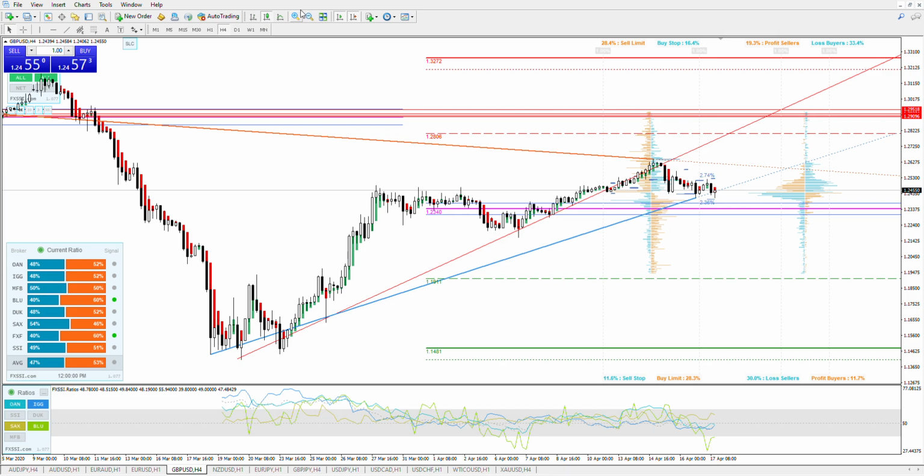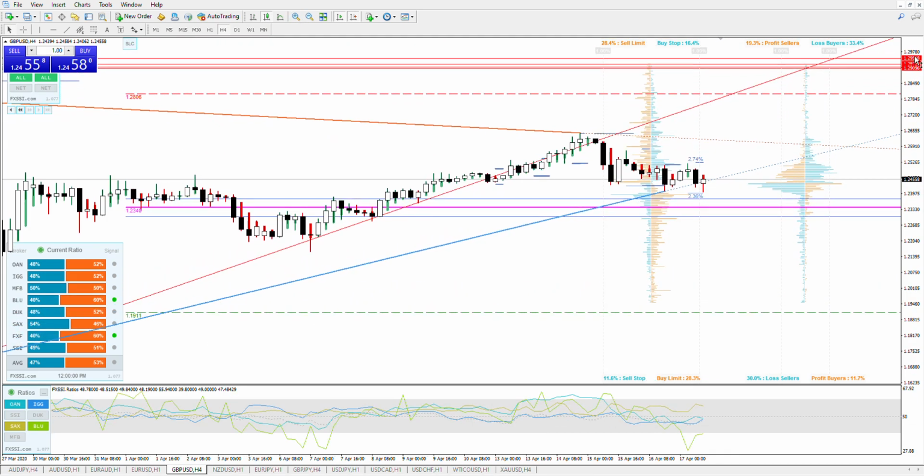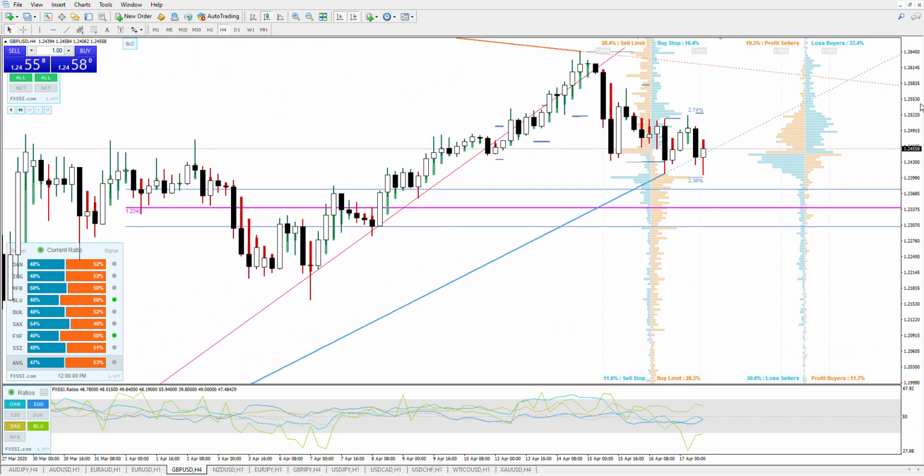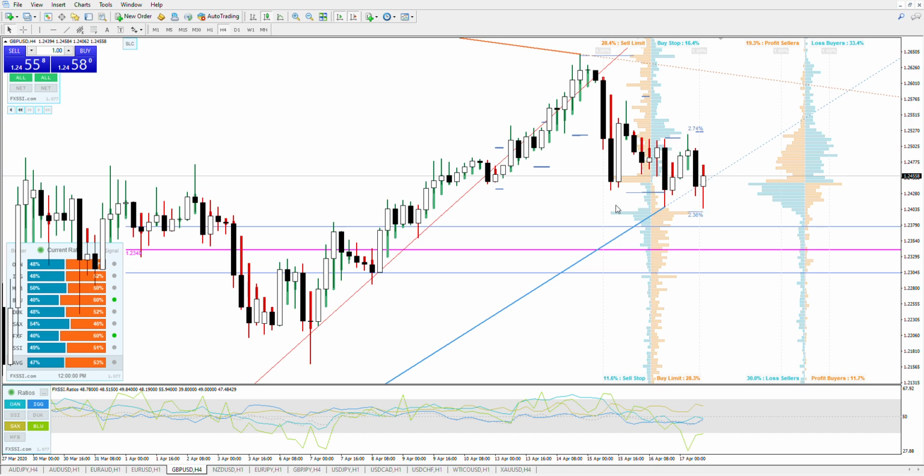Zoom in. You can see the stop losses there. So that's how that pertains to that level. And then that pertains to that level. So yeah, keep an eye on that.